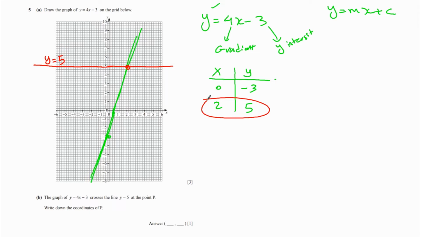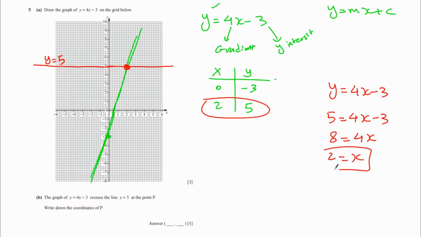But just in case we didn't have the point on the table, what we want to say is that y equals 4x minus 3. But we know that for this point, y equals 5. So we are going to say 5 equals 4x minus 3. Add 3 to both sides, 8 equals 4x. Divide by 4, 2 equals x. So you can start from 5 and go to 2. So the intersection between the line y equals 5 and the line y equals 4x minus 3 would be 2 and 5.